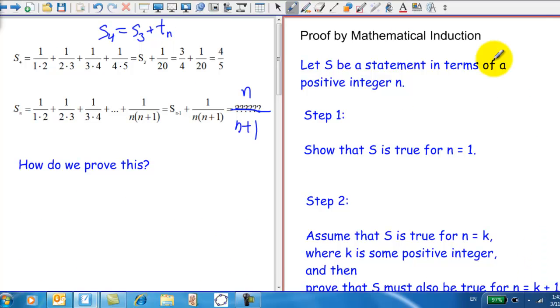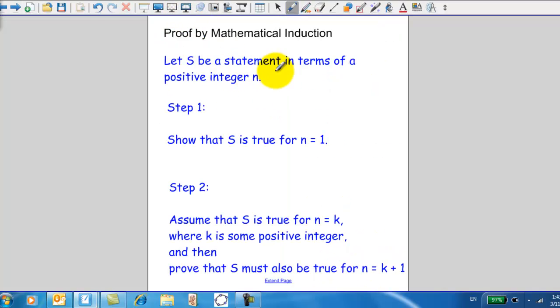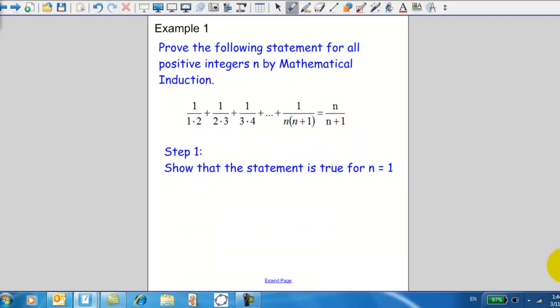And here's the basic idea behind mathematical induction. Let S be a statement in terms of a positive integer n. Step 1 is to show that S is true for n equals 1. And step 2 is assume that S is true for some n equal to k, where k is some positive integer, and then prove that S must also be true for n equals k plus 1, or the next one. You assume it's true for some k, and show how then it leads to it being true for k plus 1. That sets up your dominoes. And then when you knock the first one down, all the rest will follow, and you'll prove it true for all positive integers n.